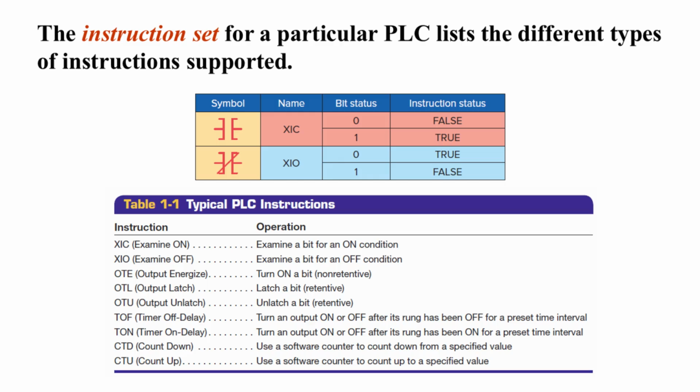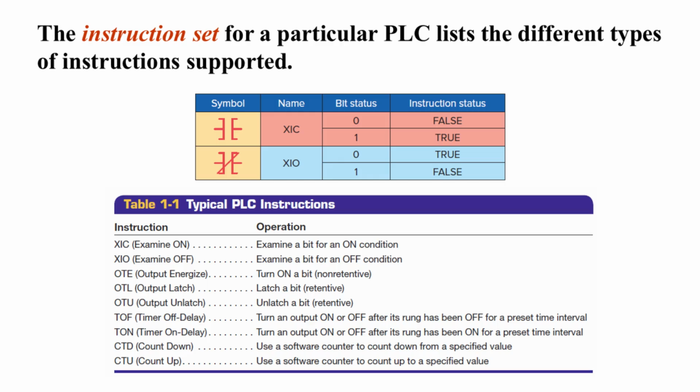Another key instruction is output energize, or OTE. This instruction is used to turn an output device, such as a motor starter coil or an indicator light, on when the logic leading to it is true. Without OTE, the PLC would only be monitoring inputs, but never controlling anything.